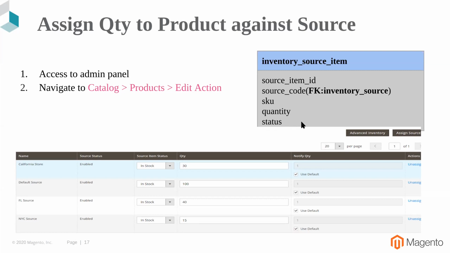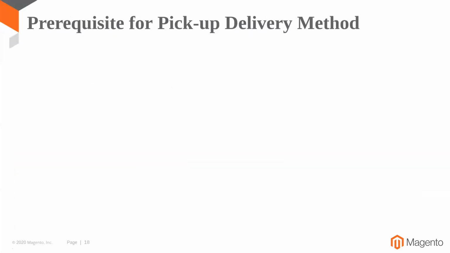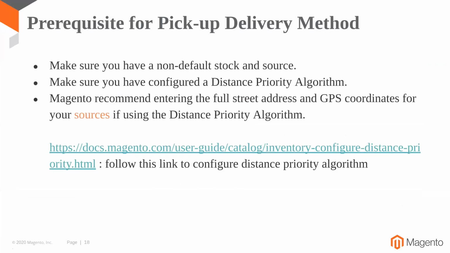Okay. Now if you go to advanced inventory, we have one setting that is provided by Magento, and this is used for out of stock threshold value. Next, we see how we can set up the pickup location through admin. So there are some prerequisites for the pickup delivery method. So those are these ones.